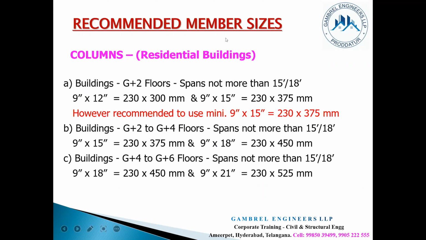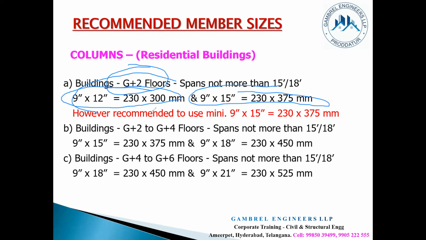Now, there is a great recommendation also. When you are designing like G+2 or G+1, you can try 230 by 300 column sizes, or 230 by 375 column size would be sufficient. Though it is given like 230 by 300 size, it is recommended to use at least 230 by 375. So it is a straight away suggestion.